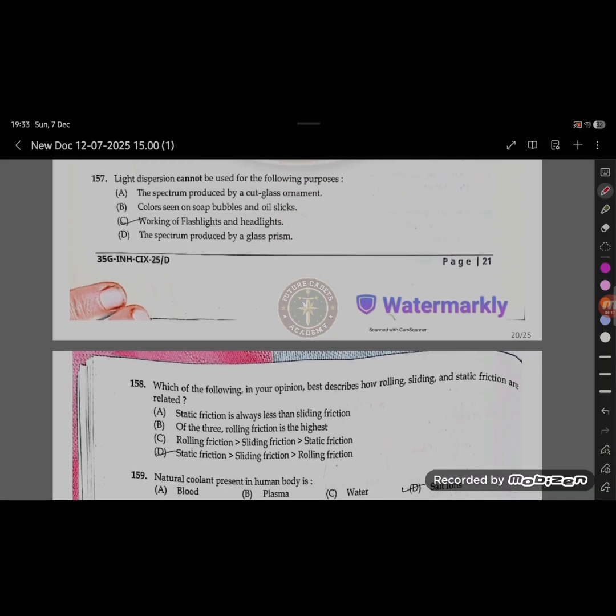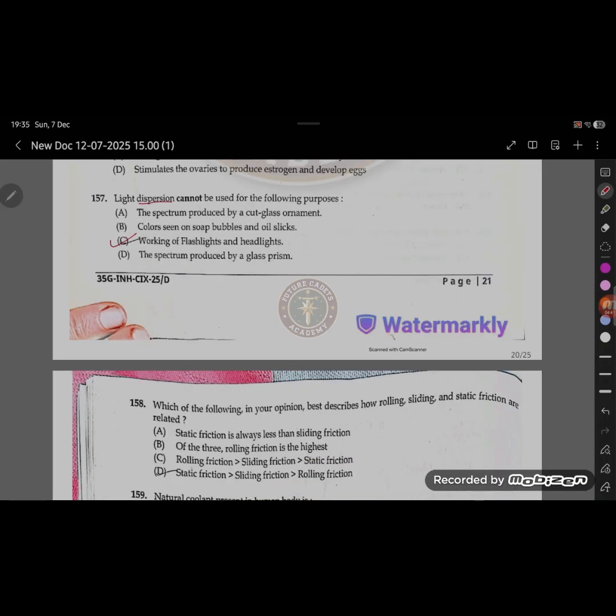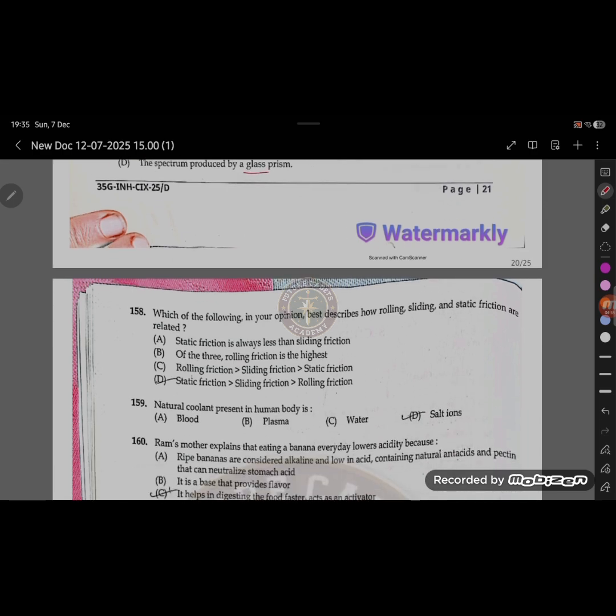Now 157, light dispersion. We all know about the phenomenon of dispersion, and it cannot be used. Those who know what dispersion is can simply mark that the answer for this is C. Dispersion is the splitting of white light into 7 colors. So you can see this in a cut glass ornament, on soap bubbles, on a glass prism, but not on flashlights or headlights. So you have to mark cannot, and hence C is the answer.